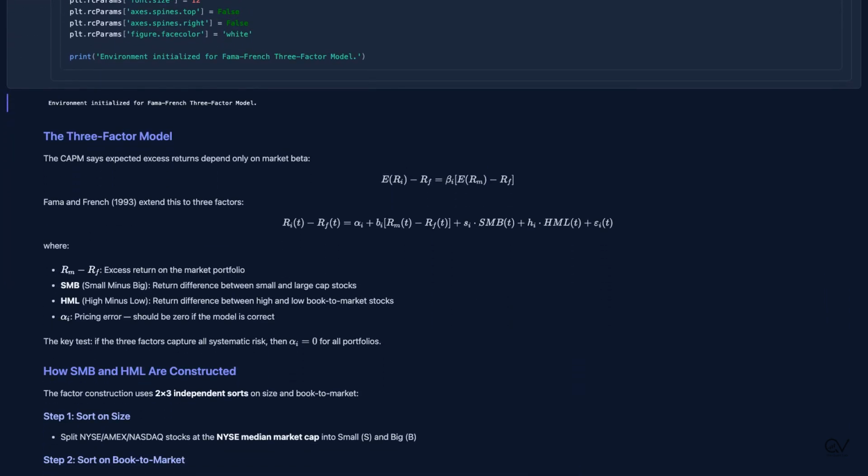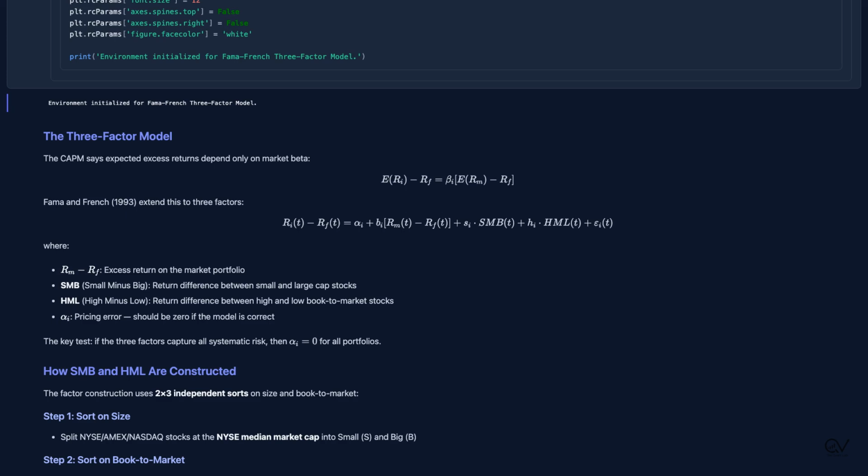The core equation of the paper. The CAPM says a single market factor should explain all cross-sectional variation in expected returns. Fama and French showed that's not enough. You need two additional factors.